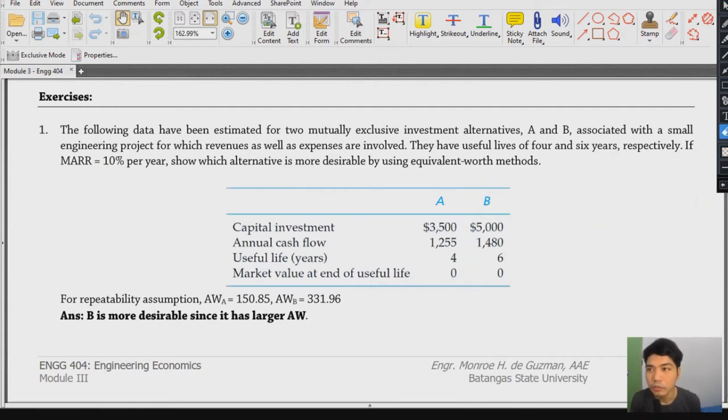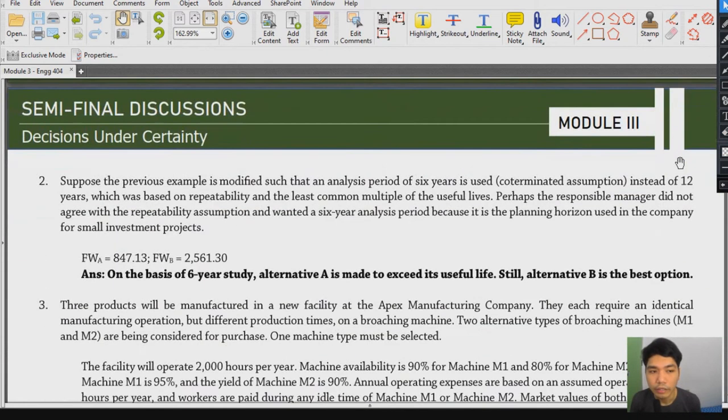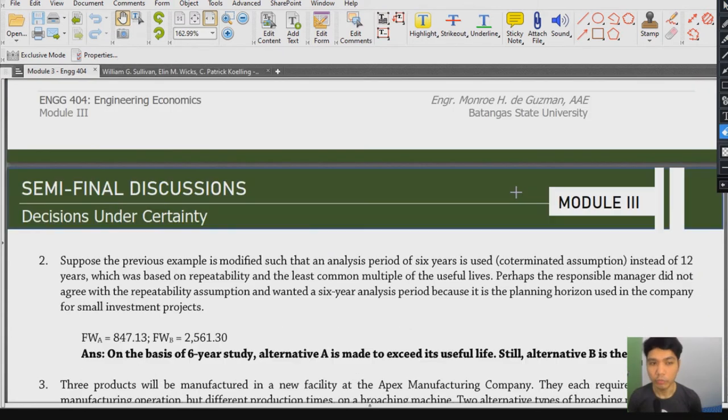Now let's proceed to number 2. Suppose that the previous example is modified such that an analysis period of 6 years is used. So we have a co-terminated assumption, and then instead of 12 years, which was based on repeatability and the least common multiple of the useful life. So perhaps the responsible manager did not agree with the repeatability assumption and wanted the 6-year analysis period because it is the planning horizon used in the company for small investment projects. So what happens to the cash flow diagram of this one?